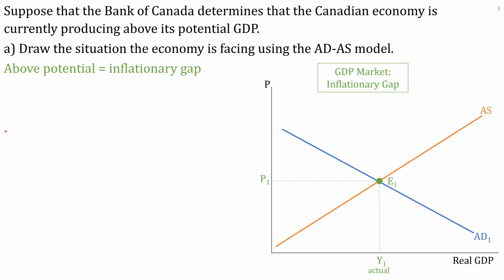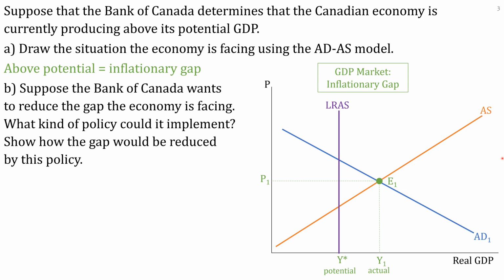So the actual level should be more than the potential. So you draw your potential line below the actual, and it's a good idea to write underneath. Sometimes it's called the LRAS, so write that down if that's what you've seen in your classes. Also the AS, sometimes it's called SRAS. Again, that's also the same thing. So suppose the Bank of Canada wants to reduce the gap. What should they do? What kind of policy do they use?